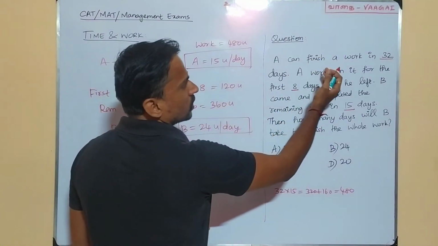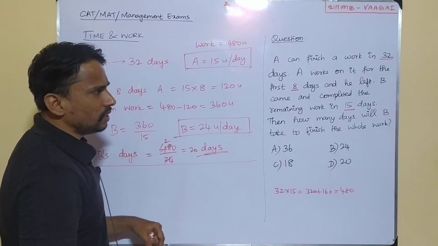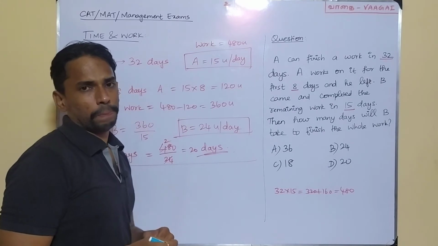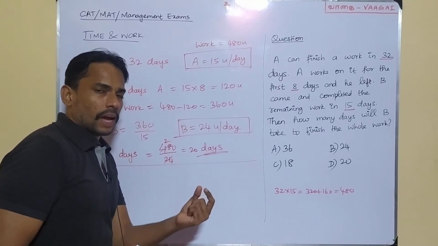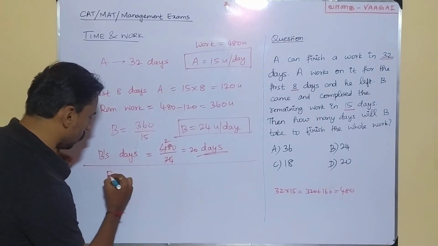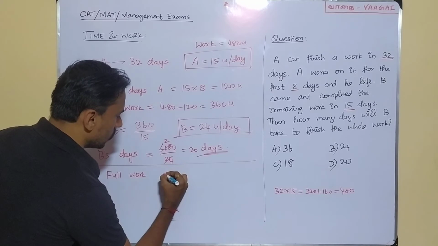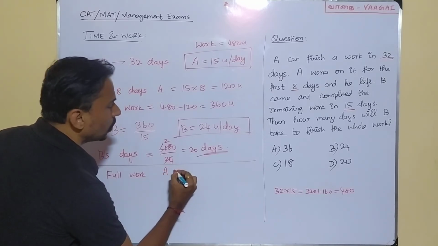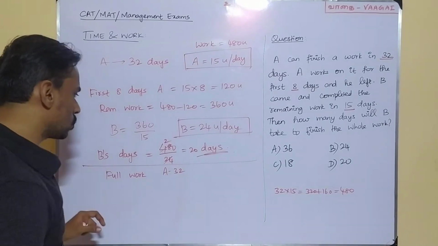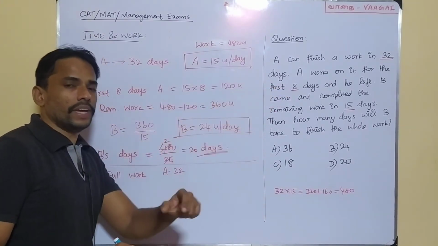See, A is going to finish a work in 32 days. A can finish a full work in 32 days. Then A is working for the first 8 days. That also they clearly gave. So A can finish the full work in 32 days. But A is going to work on the first 8 days only.